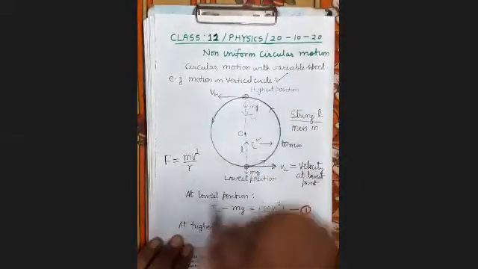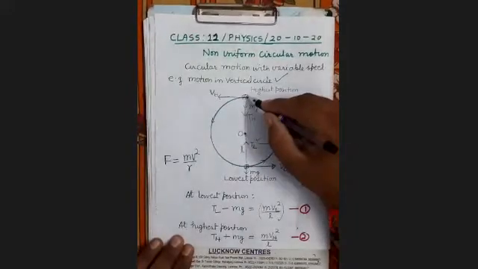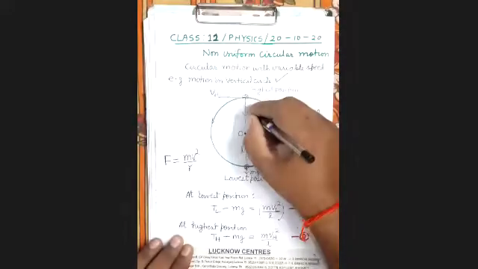What will it be at the highest point? When the body is at the highest point, there is the weight mg as well as the tension TH. TH is the tension in the string when the body is at the highest point. Now you can see here both the forces are acting in the downward direction.